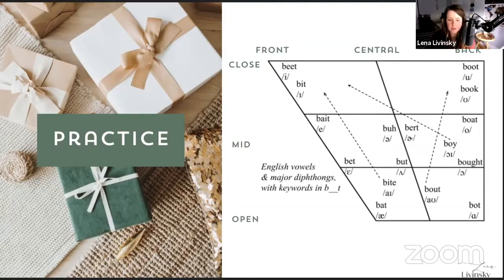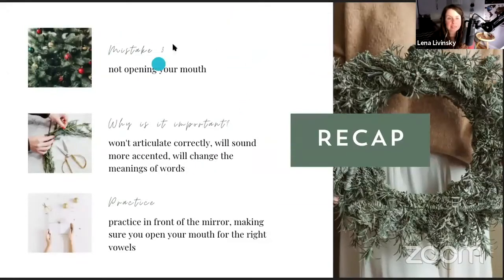Speak with clarity. Okay, so to recap, mistake number 3 is not opening your mouth. Why is it important? If you don't open your mouth when you're speaking English, you won't articulate correctly, you will sound more accented, and you will change the meaning of words.